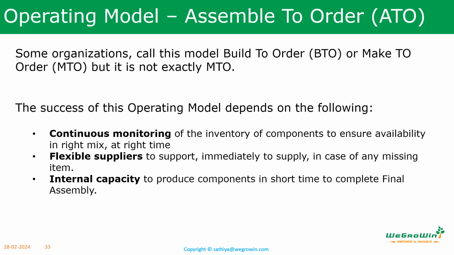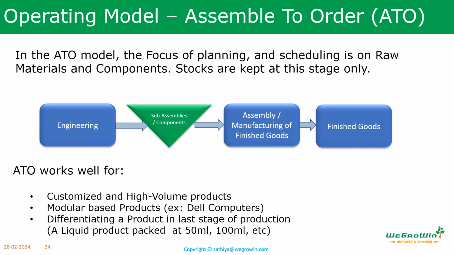Meanwhile, the success of the operating model depends on continuous monitoring of inventory of components to ensure availability in the right mix, at the right time and right quantity. Flexible suppliers should support immediately to supply in case of any missing item, and also internal capacity should be enough to produce components in a short time to complete final assembly. In the ATO model, the focus of planning and scheduling is on raw materials and components or sub-assemblies. Stocks are kept at this stage. The model is illustrated in the given picture.